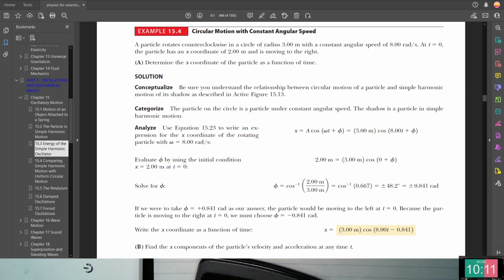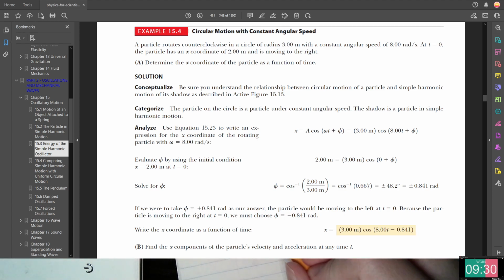Find the x component of the particle's velocity and acceleration at any time t. Sorry, I just made some nasty mouth noise because I was testing if the microphone worked. Okay. No problem. So basically, they want you to do that except for velocity and acceleration now. Look at the formula. Negative omega A sine omega t plus phi. Negative omega squared A. Or no, it's not. It's omega t plus phi.